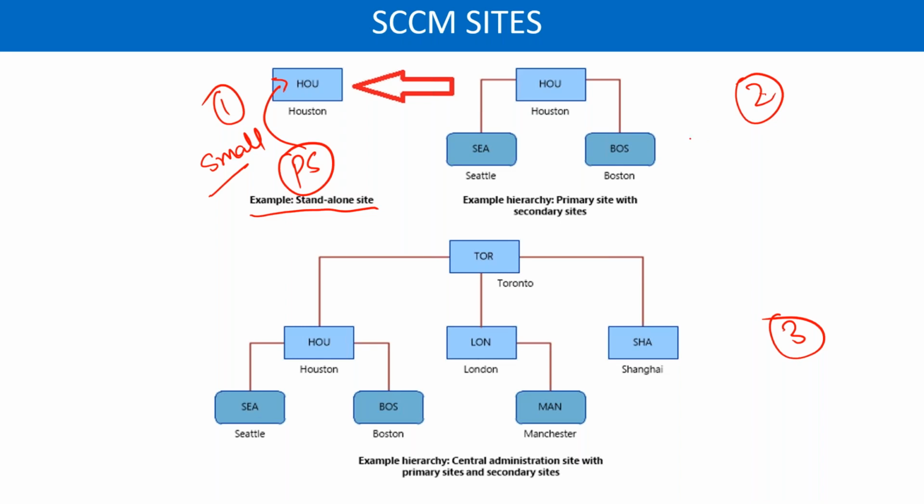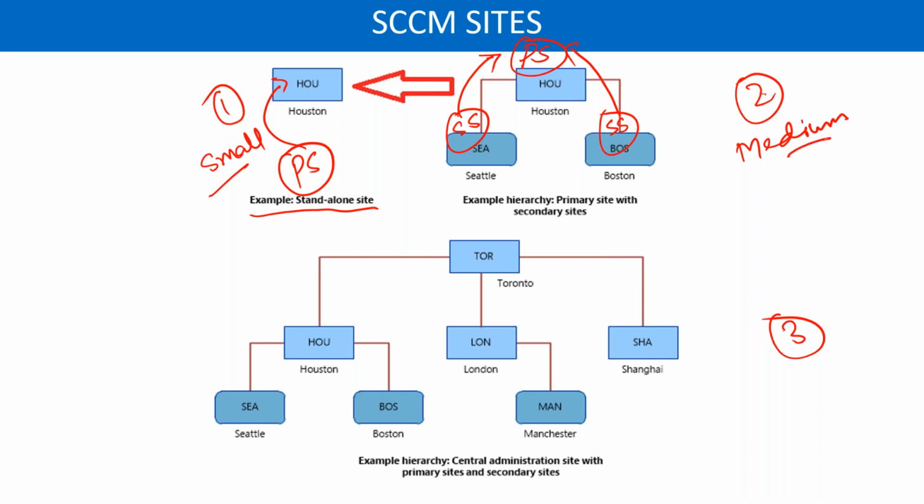For a medium-size company, when you have a headquarter plus branch offices, you will have a primary site in the headquarter and secondary sites in the branch offices. I'll explain how you design a secondary site; that's a different story altogether, but for now understand this is a high-level diagram. So this is for a medium-size company.